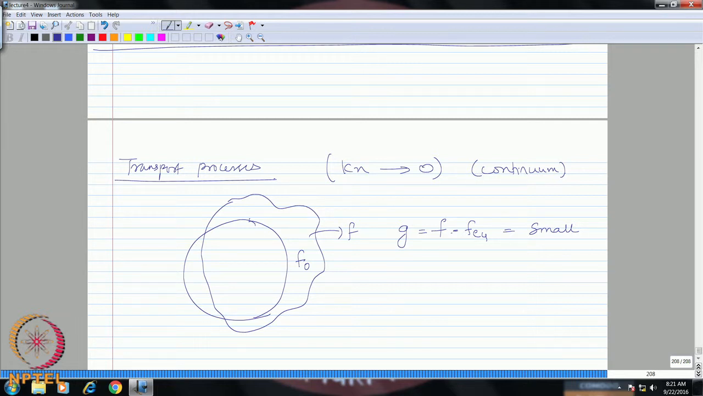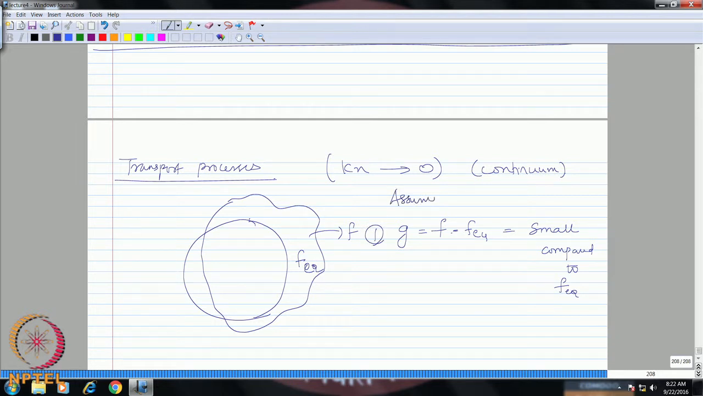Okay. So, when you say small, relative to what? Small compared to your equilibrium function. Okay. So, this is the number one assumption that we are going to make.